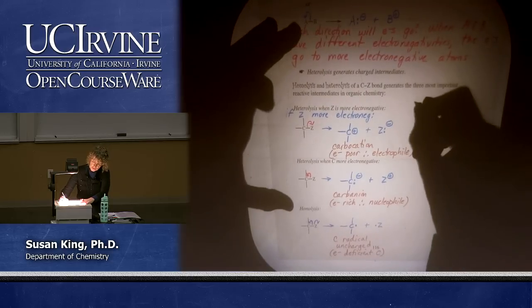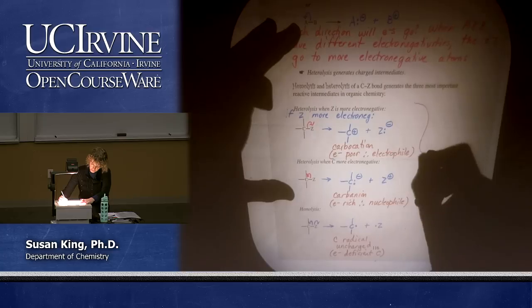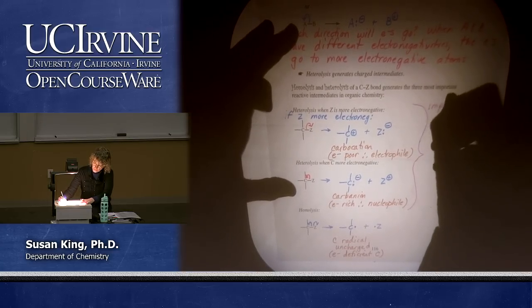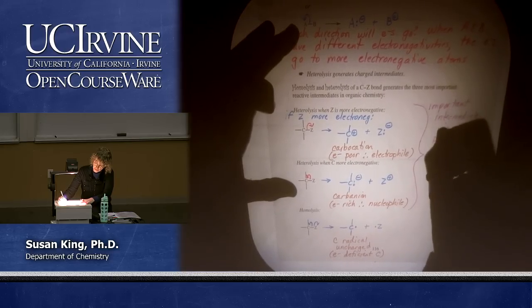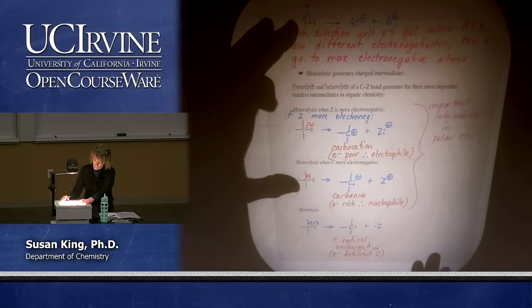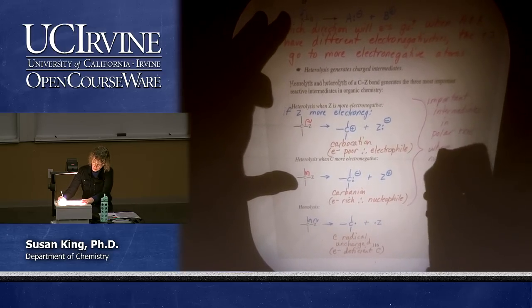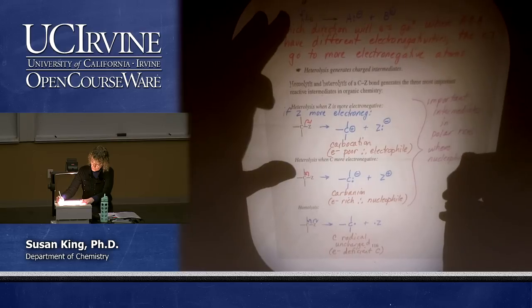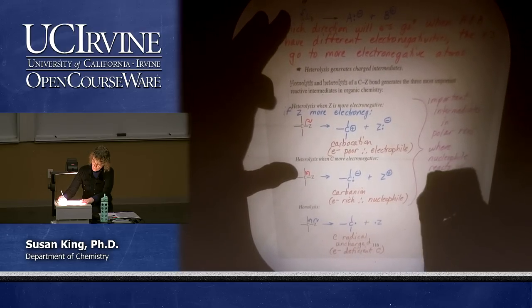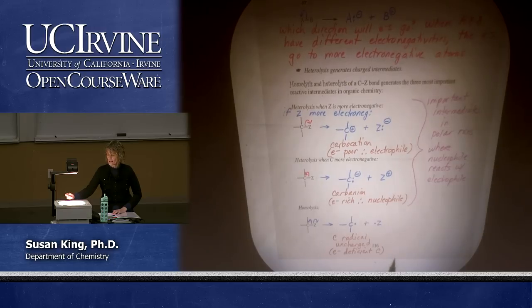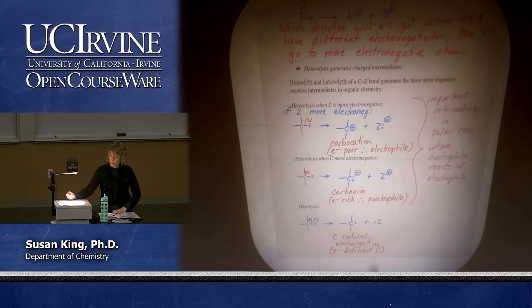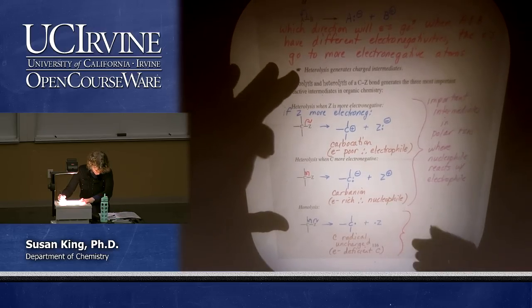So carbanions and carbocations, those are really important intermediates in polar reactions, where a nucleophile reacts with an electrophile. And I want to say probably 80%, maybe 80 to 85% of the reactions we do in this class involve polar reactions where a nucleophile reacts with an electrophile. And then we have another subset here. Carbon radicals are intermediates in free radical reactions.